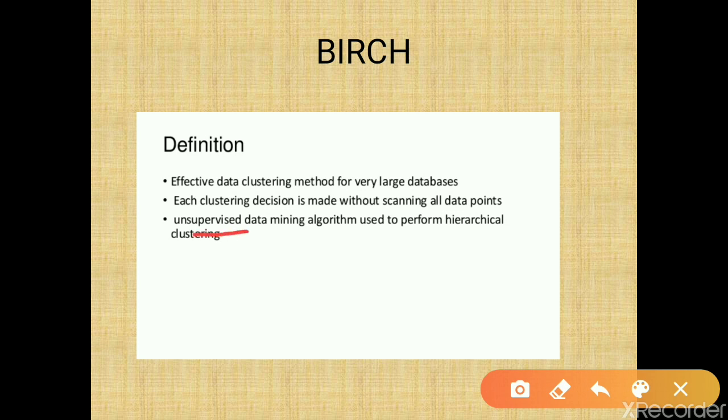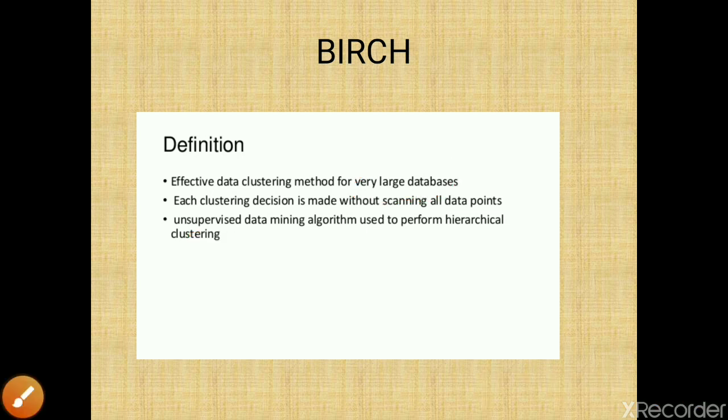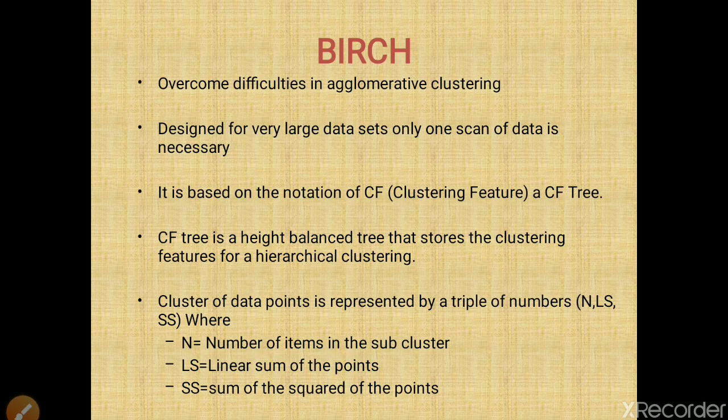It is an unsupervised data mining method and it performs hierarchical clustering. So it is very much suitable for very large databases, and it performs the clustering without scanning all the data points. BIRCH overcomes the difficulties of hierarchical clustering, that is agglomerative clustering, difficulties like scalability and the inability to undo what was done in the previous step.